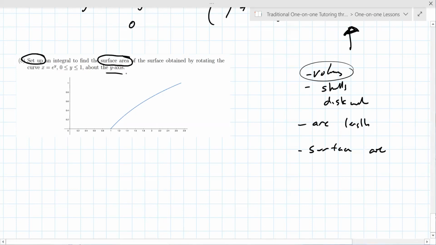So this one, we're integrating about the y-axis. So that's integral 2 pi x, and then ds.